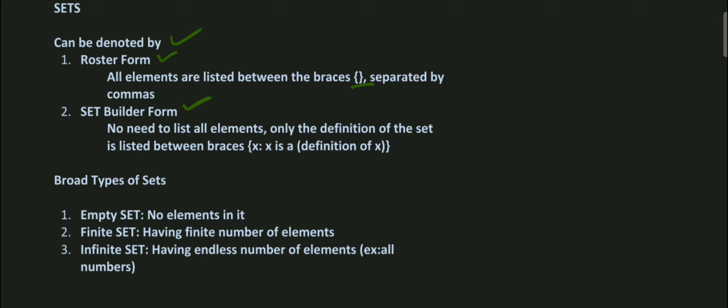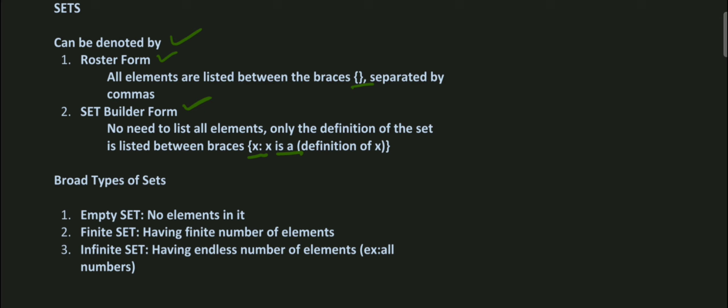Let's say a set A is defined as having element x, where x is a, and now comes the definition of x. It can be like all natural numbers up to 10, or all integers up to a certain point, whatever definition you put, that comes here. Now we will see the broad types of sets.